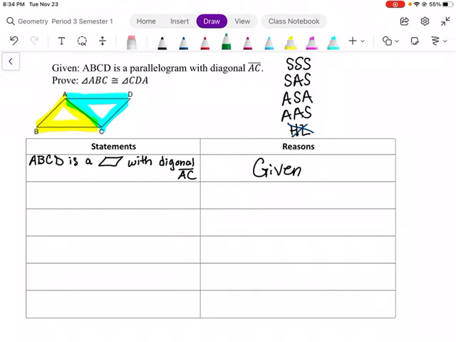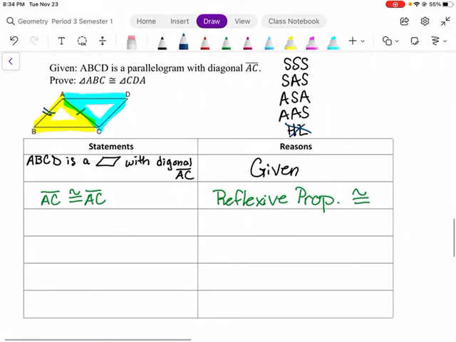The way that I'm going to choose is because I like the reflexive property. I'm going to say AC is congruent to AC. And that is the reflexive property of congruence. So we've already proved that that one side is congruent. We were told that ABCD is a parallelogram. And if you remember, parallelograms have opposite sides congruent to each other.